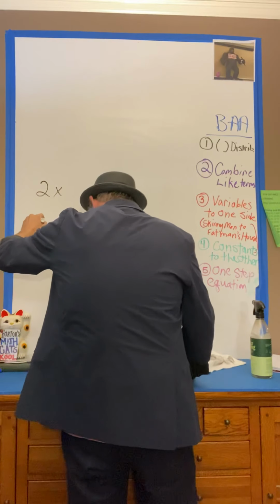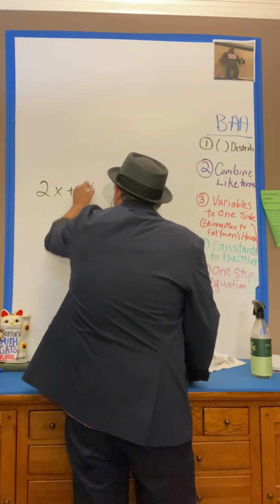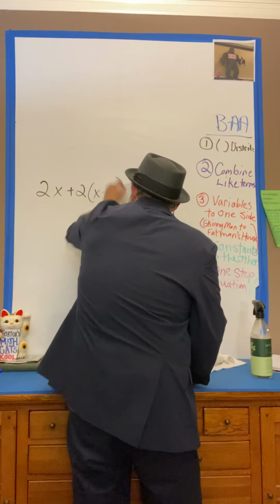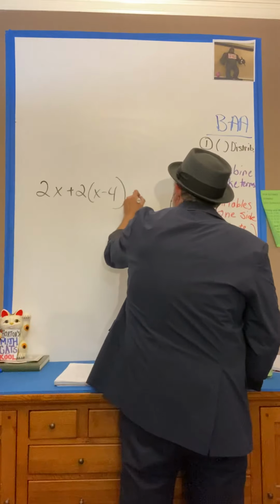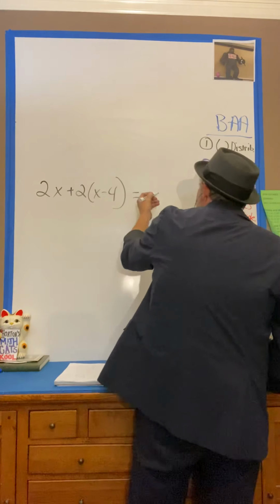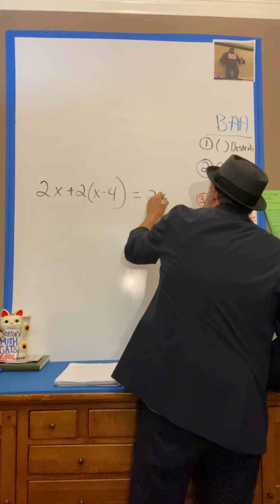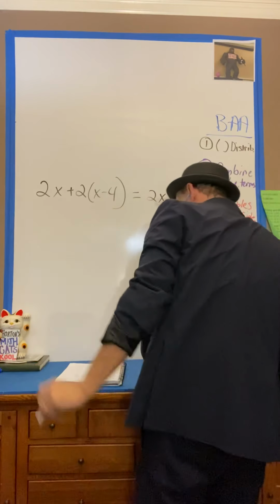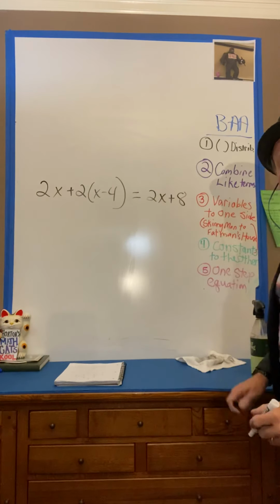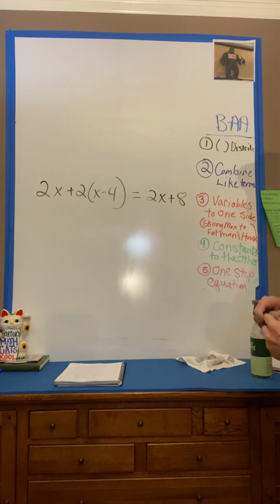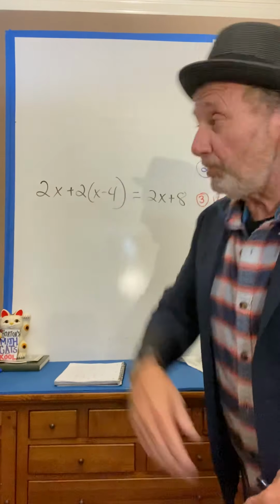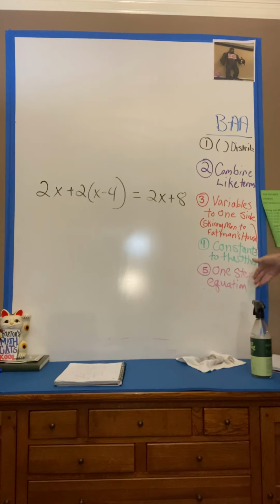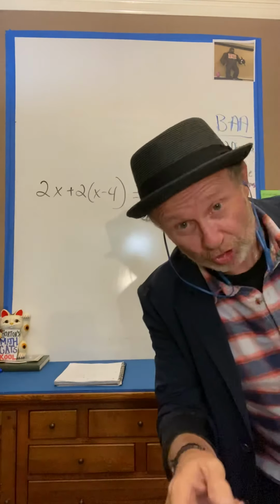2x plus 2, parentheses, x minus 4, equals 2x plus 8. You might want to be writing this down. That's a whole bunch of business. Well, that looks like a whole lot. What do I do, Mr. Horton? It's simple. Use the BAA, basic algebra.